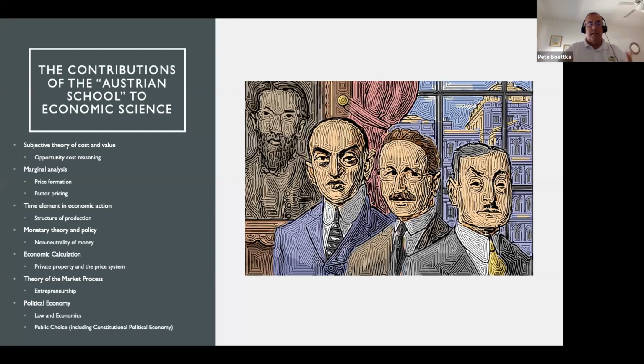And the final thing that I wanted to say is, again, the Austrian school had major contributions to the theory of law and economics.